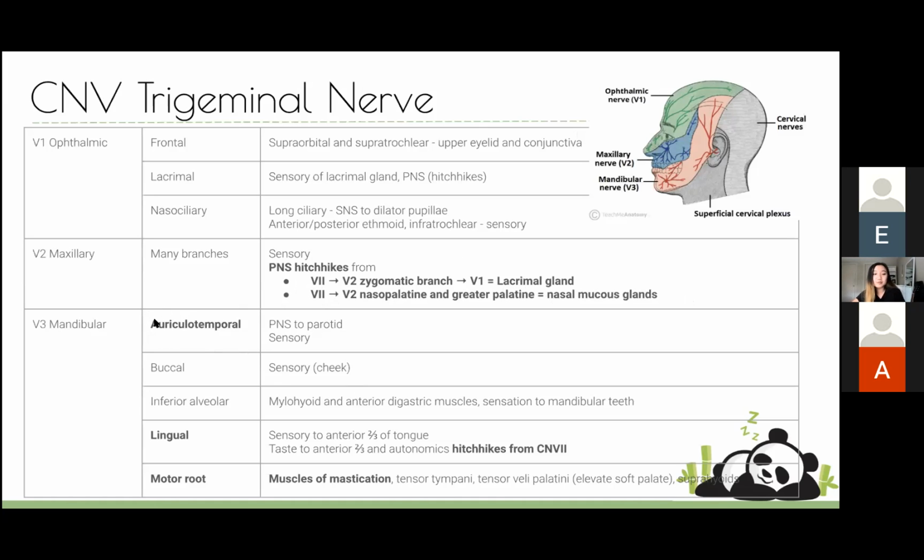The auriculotemporal nerve supplies PNS to your parotid. And then your lingual nerve over here gives sensation to the anterior 2/3 of the tongue, as well as allows the chorda tympani to hitchhike and supply the anterior 2/3 of the tongue. Your motor root supplies your muscles of mastication, as well as a few other ones like tensor tympani, tensor veli palatini, and your suprahyoids.